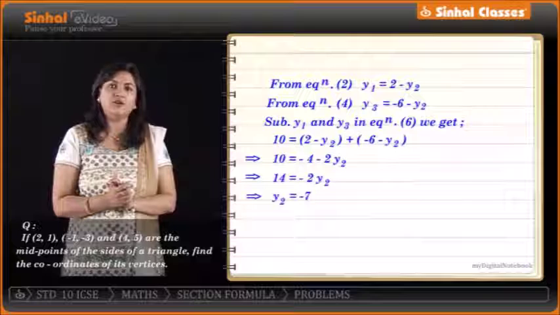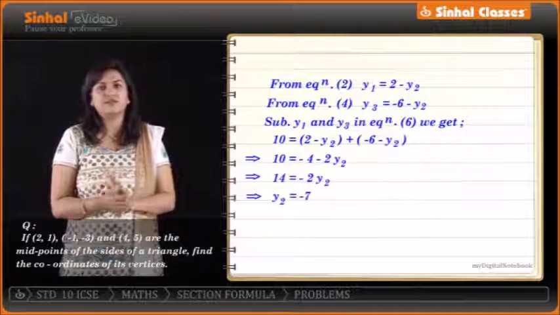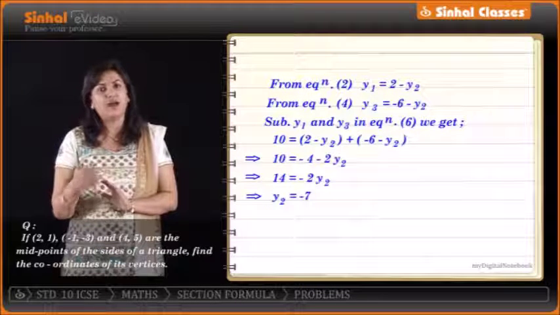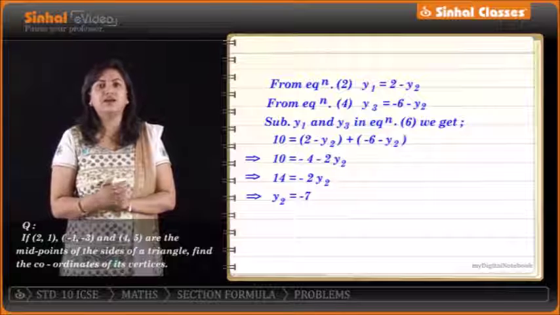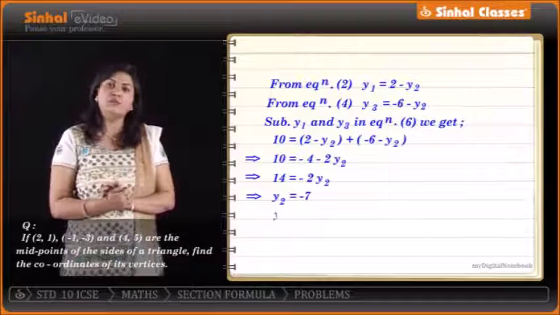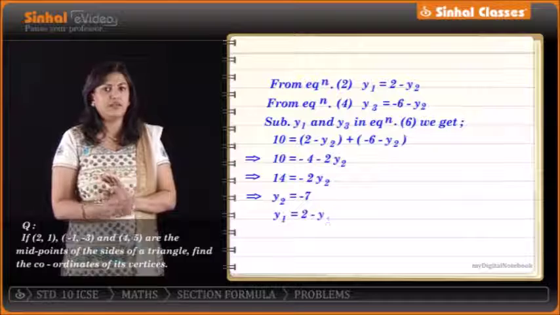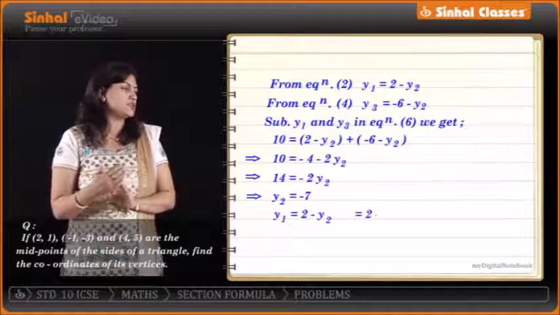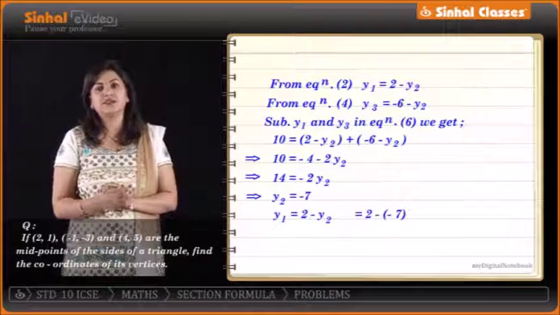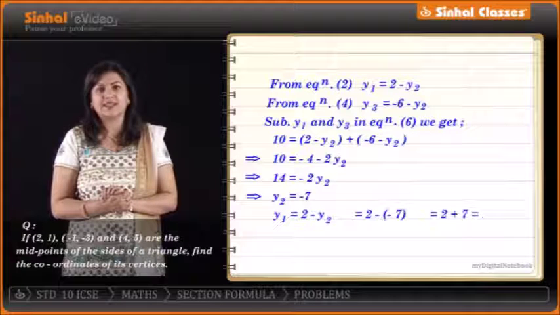So we've got the value of y2. Using this value, we can find y1 and y3. Now y1 is 2 minus y2. That will be 2 minus of minus 7, which gives us 2 plus 7, that's 9.